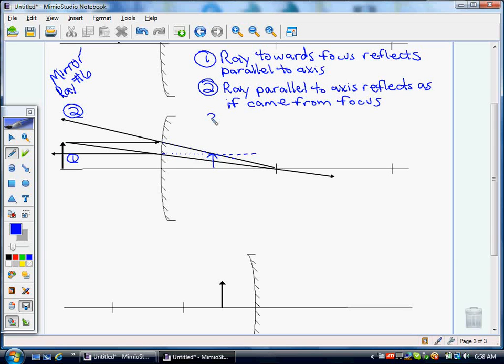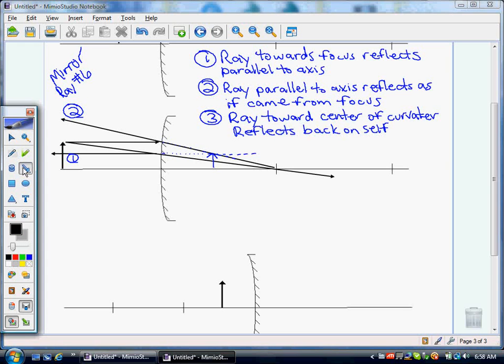Now there is a third ray. It's a way to check. So: ray towards center of curvature reflects back on itself. Because remember, any ray through the center of curvature is naturally perpendicular to the surface. It's a radius. So I'm going to show a ray through the center of curvature.